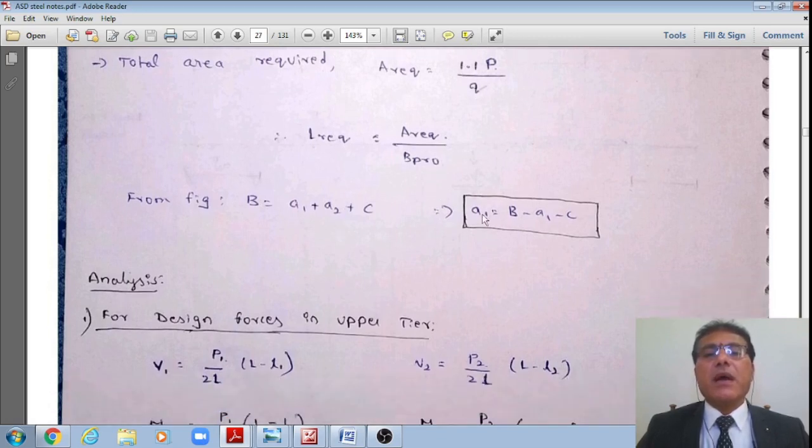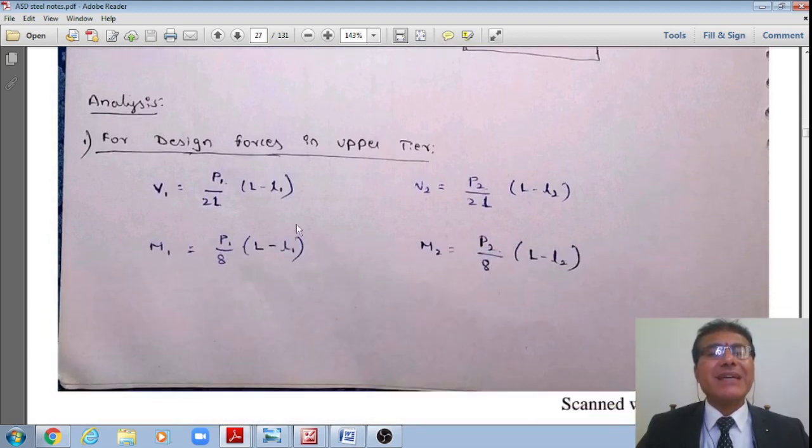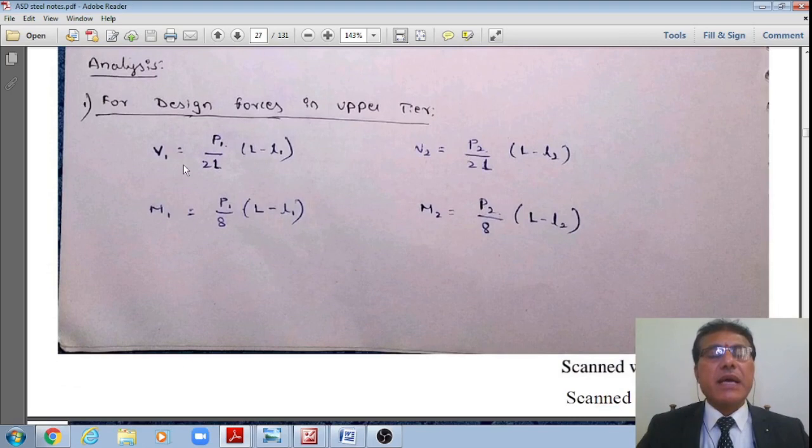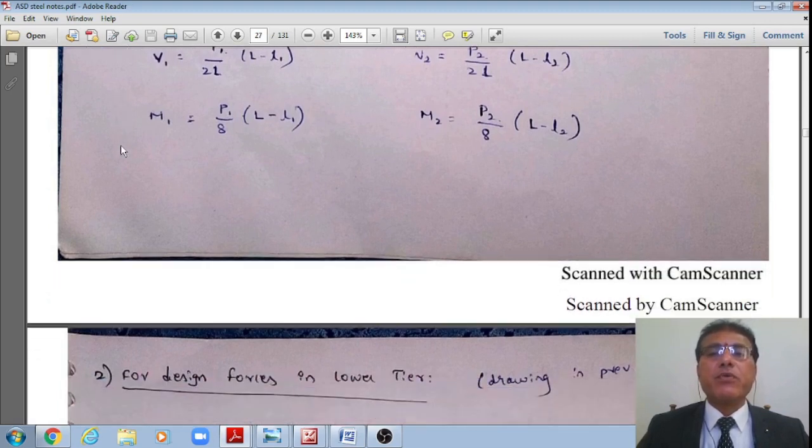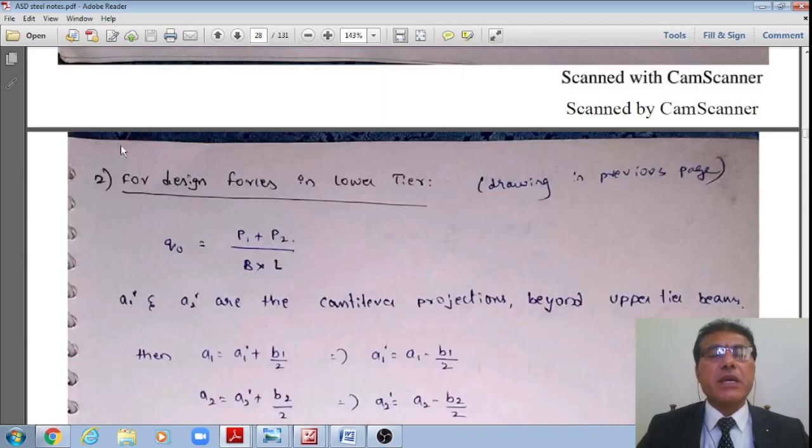Once I do that, I'll find out the left hand projection A1 from the center of the column, which is equal to B minus A2 minus C. Then after that we will do the analysis as I have explained in the previous videos. For getting the shear force, V1 is equal to P1 divided by 2L times (L minus L1). Similarly under the second column, V2 is equal to P2 divided by 2L times (L minus L2). And the bending moments under the left and right columns are M1 equal to P1 by 8 times (L minus L1), and M2 equal to P2 by 8 times (L minus L2).